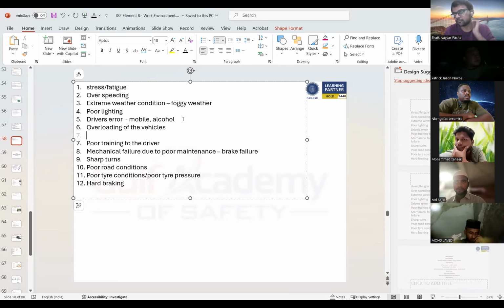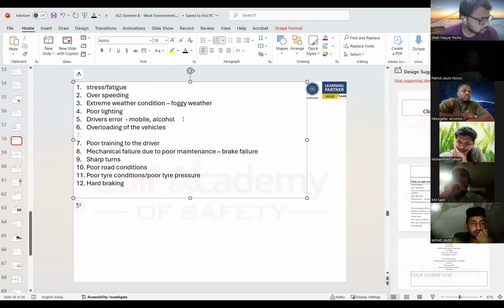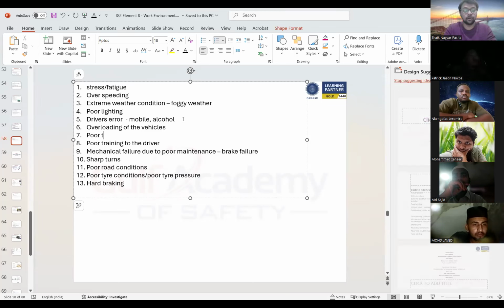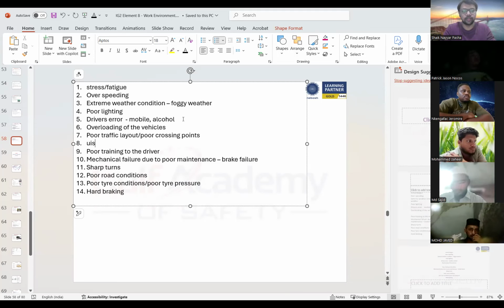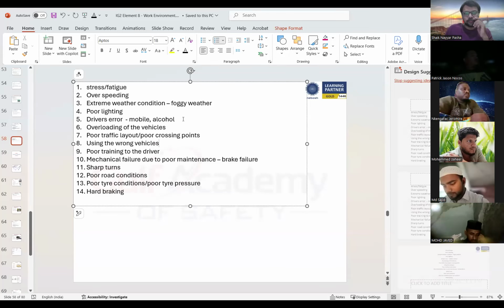Okay, and violating the traffic rules. Poor traffic layout and poor crossing points, or using the wrong vehicle for the job, selecting the wrong vehicle for the job. For example, if you are going for terrain routes, uneven road surfaces, you should select the right vehicle. Depending on the nature of work, how much load you are carrying, what the road condition is, you should select the right vehicle for the job, not a wrong vehicle.